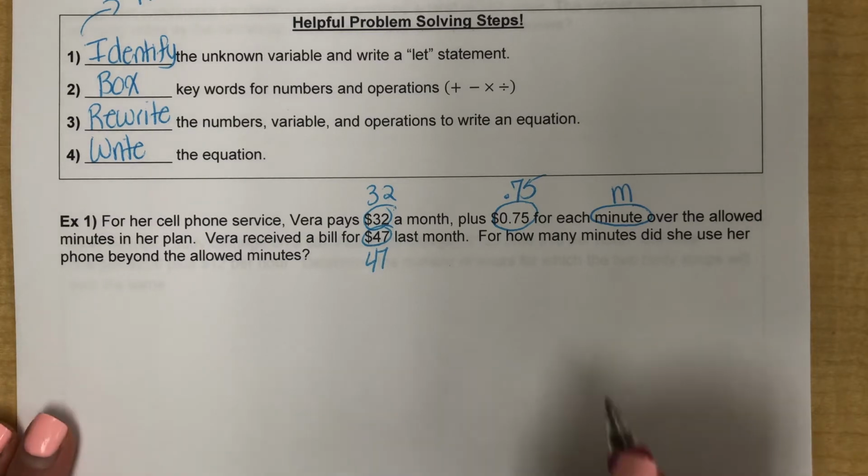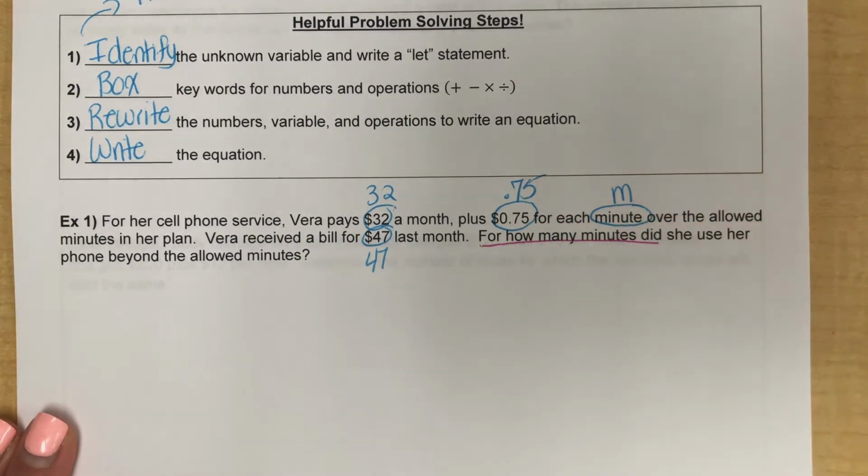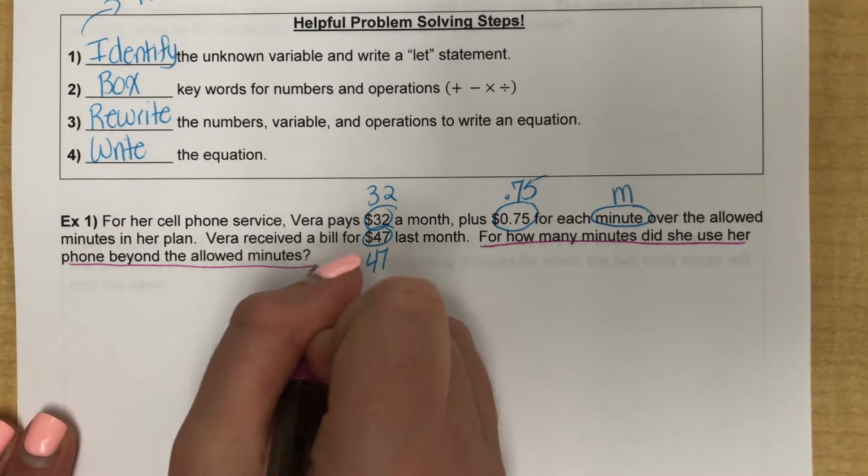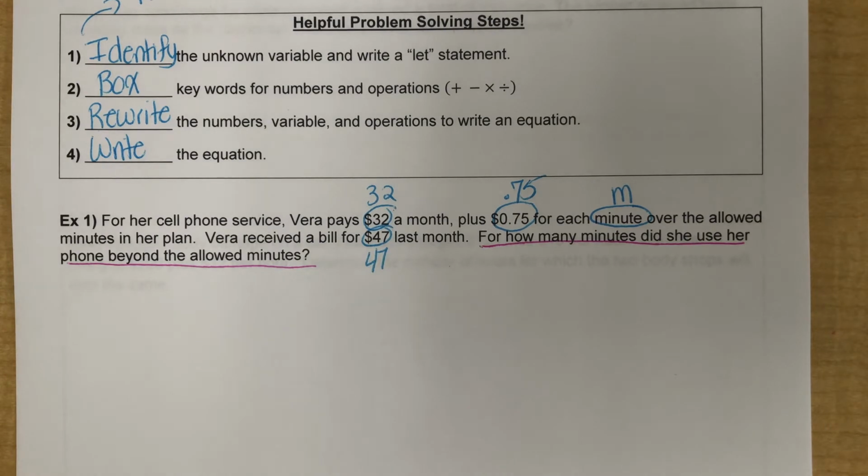Now I'm going to underline the question. The question says, for how many minutes did she use her phone beyond the allowed minutes? So that's the question. How many minutes did she use over the number that they're allowing her to use?